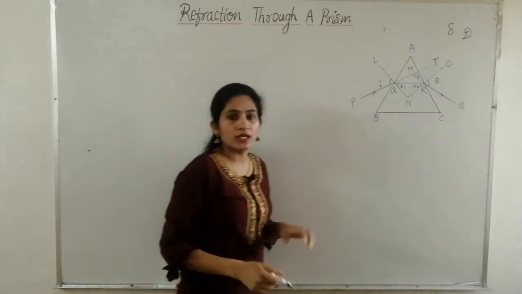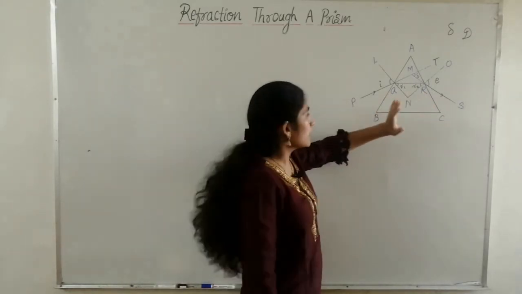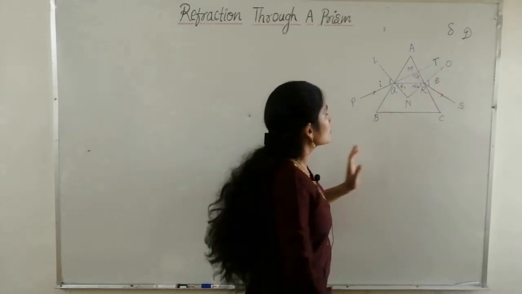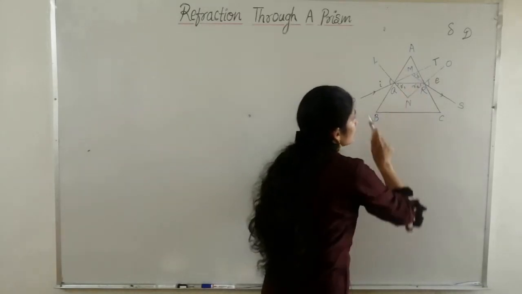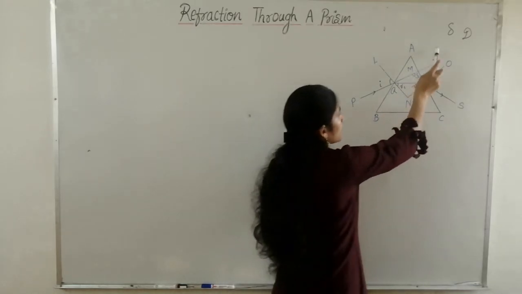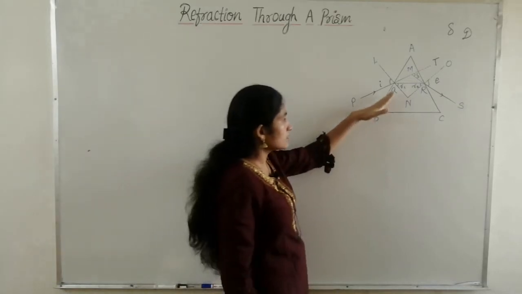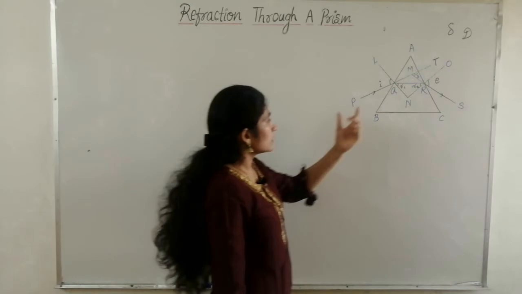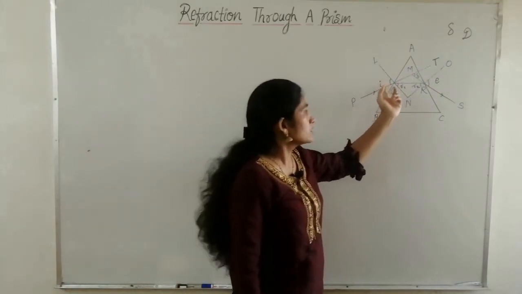deviated from its original path, and the amount of deviation is given by the angle between the incident ray and the emergent ray. This angle is called the angle of deviation. The angle of deviation gives the amount of deviation through which light is deviated, and it is denoted by delta. Delta is the angle of deviation. It is the angle between the incident ray and the emergent ray.